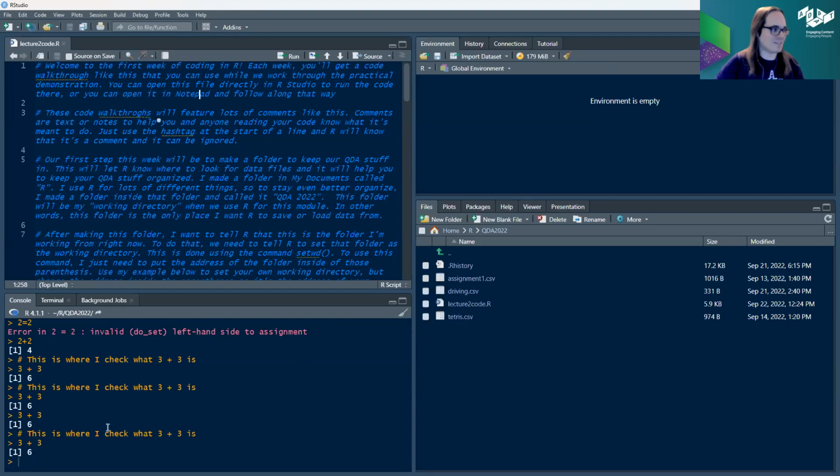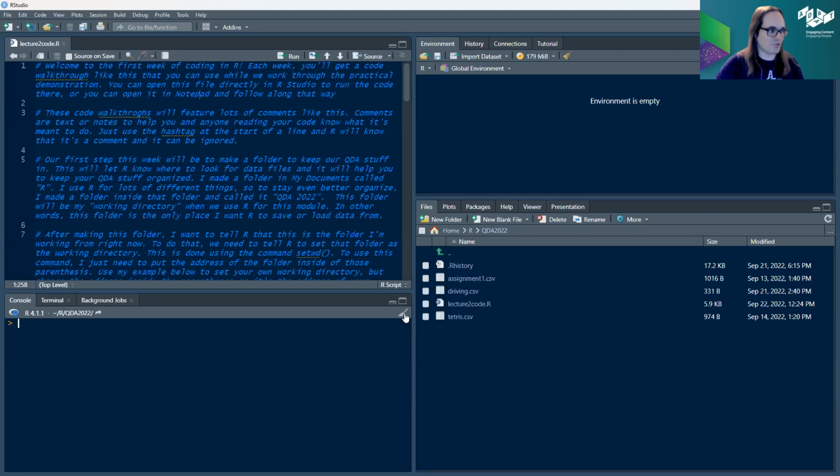You can also empty out the console. So if I don't want all this 3 + 3 = 6 garbage, I can just hit this little broom and I cleared my console. Now it's nice and clean.